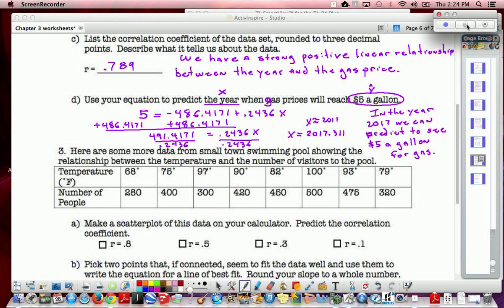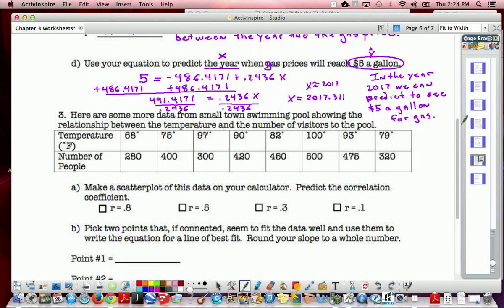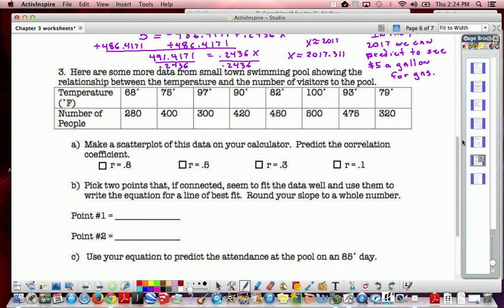Okay, now let's move on to number 3. So again, here it says, here are some more data from the small town swimming pool showing the relationship between temperature and the number of visitors at the pool. So it asks you to make a scatter plot. So again, take a minute, enter this data into list 1 and list 2.